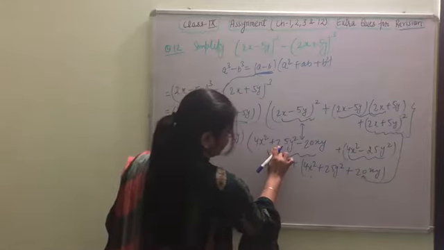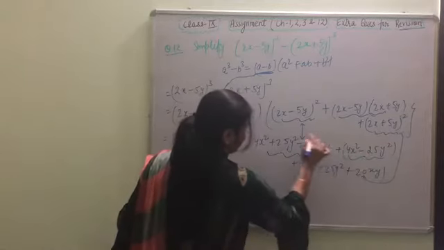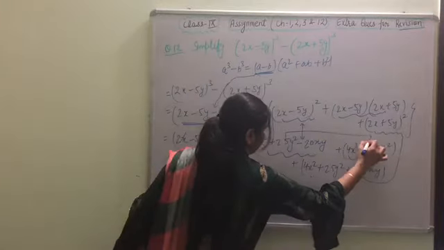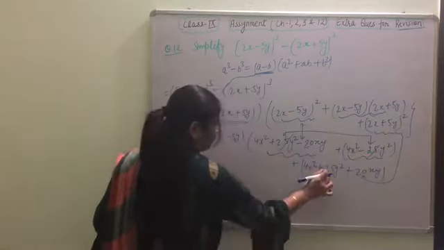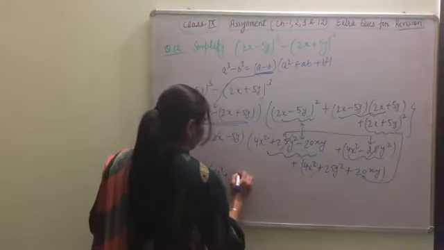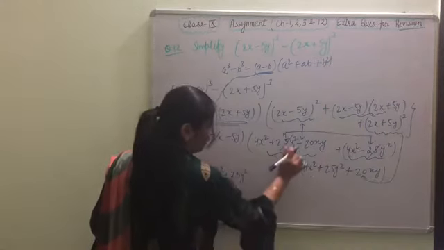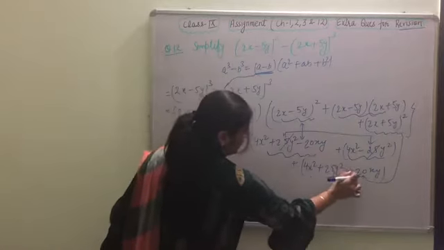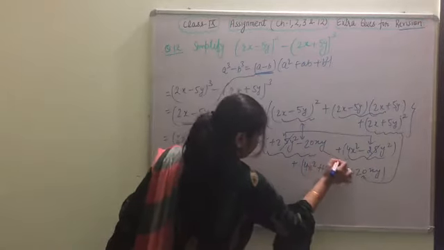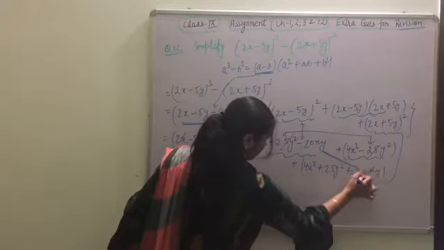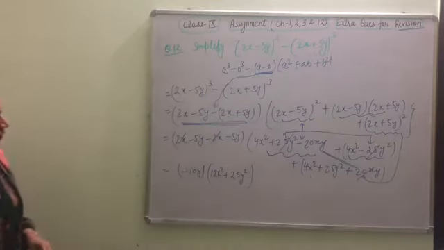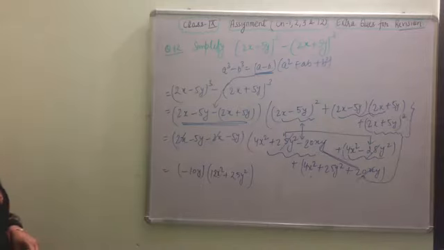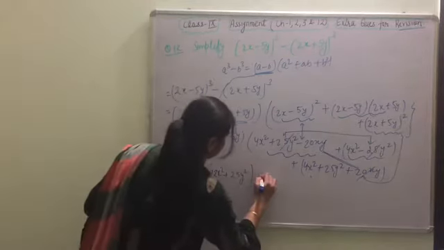25x square with positive sign, 25 with negative sign. These two terms will be cancelled. Cancellation of these two terms. This one will be left. 25y square minus 20xy plus 20xy, cancelled. Cancellation of these two. So this one is our final answer. Yeah, this is our final answer.